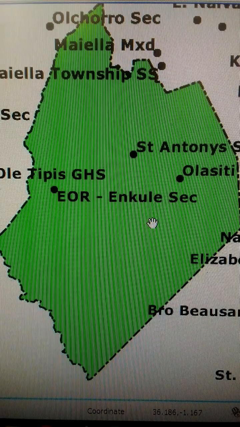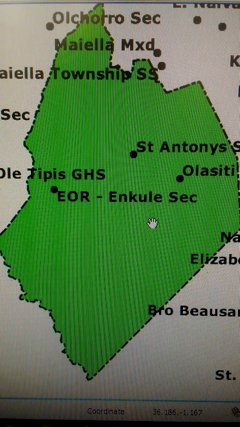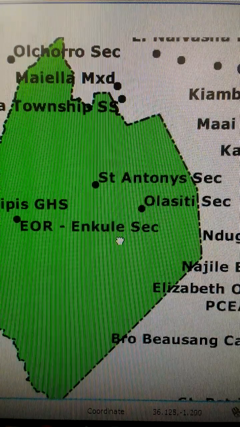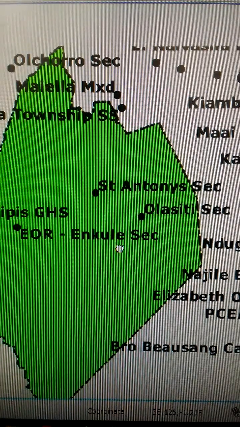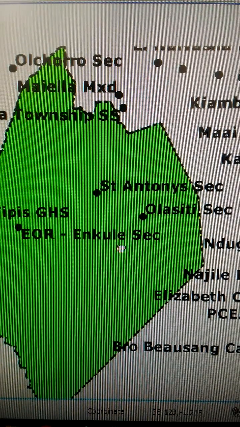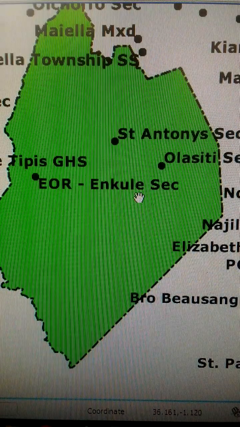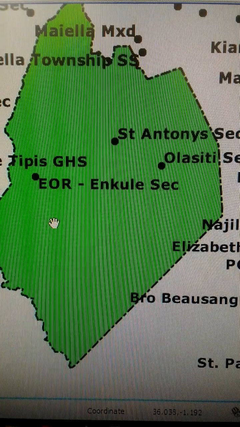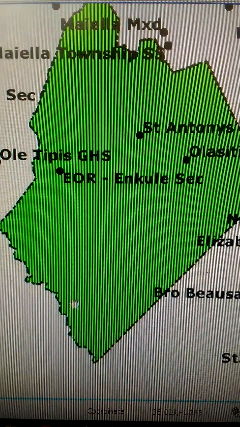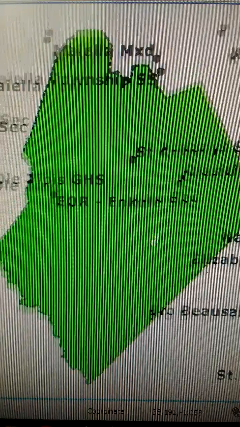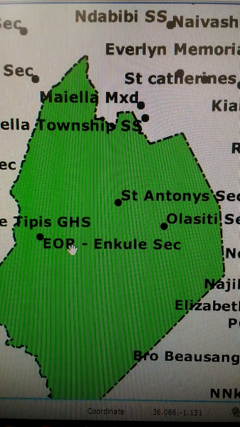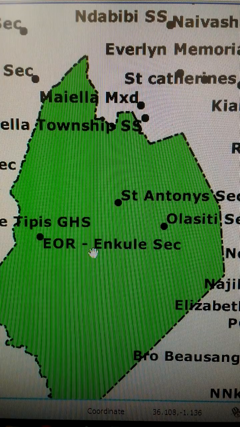Let me explore the map of Narok East constituency and be able to identify and visualize the location of the schools. In the south of that constituency, we don't have schools in this area, but around this area, in the middle part of the constituency, we have the following schools.